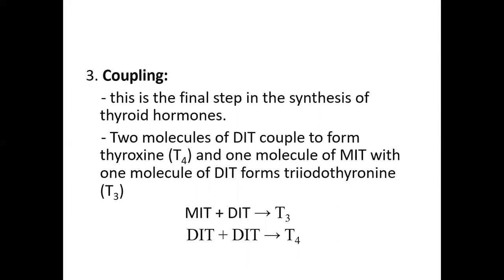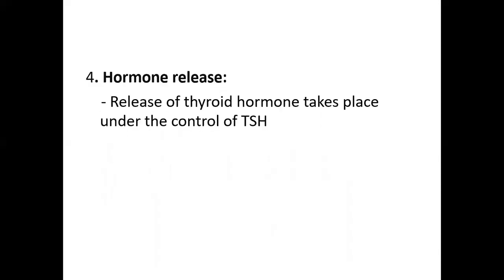Two molecules of DIT couple to form thyroxine, and one molecule of MIT with one molecule of DIT forms triiodothyronine. So you can see here, one MIT plus one DIT forms T3, that is triiodothyronine. One DIT plus one more DIT forms thyroxine, that is T4. Of these two hormones, T3 is much more potent compared to T4.